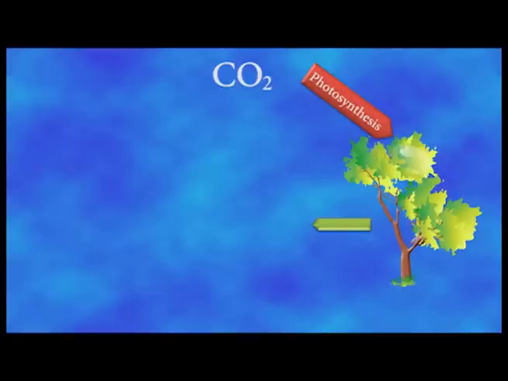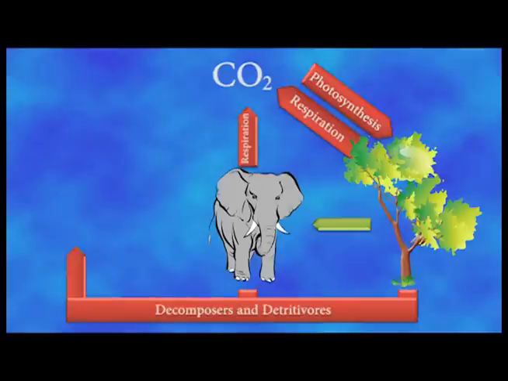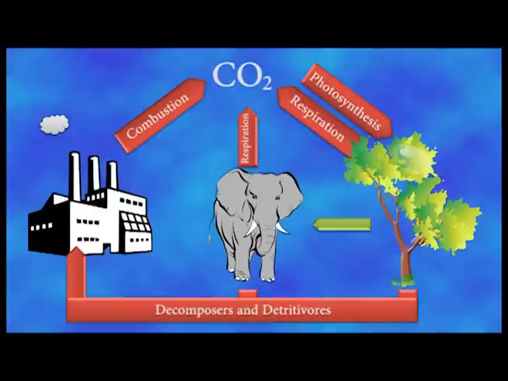This fixed carbon is then passed on through food chains and returned to the atmosphere via the process of respiration. Remember, plants are living things and also respire. Decomposers and detritivores are extremely important in breaking down the carbon in waste materials and returning it to the atmosphere. In more recent times, humans have burnt a lot of fossil fuels, which are made from the remains of living organisms, and they release a lot of this carbon dioxide into the atmosphere via combustion.